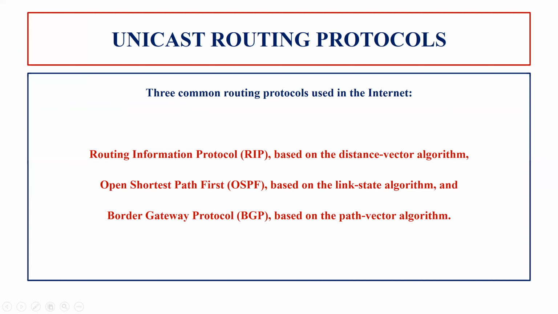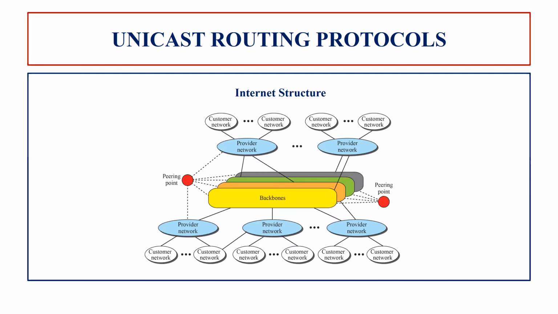Some commonly available routing protocols on the internet are the Routing Information Protocol, which is based on the distance vector algorithm, that is the Bellman-Ford algorithm. The second is Open Shortest Path First, which is based on the link state routing algorithm, which uses the Dijkstra algorithm. The third is the Border Gateway Protocol, which is based on the path vector algorithm, which uses the spanning tree concept for implementation. So these are the unicast routing protocols available on the internet, and today we are going to discuss one protocol.